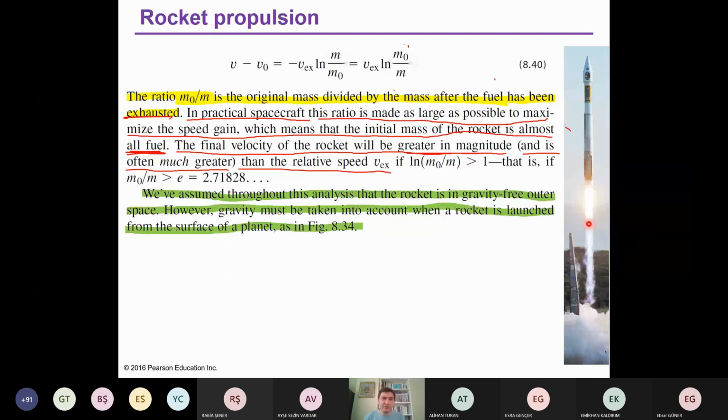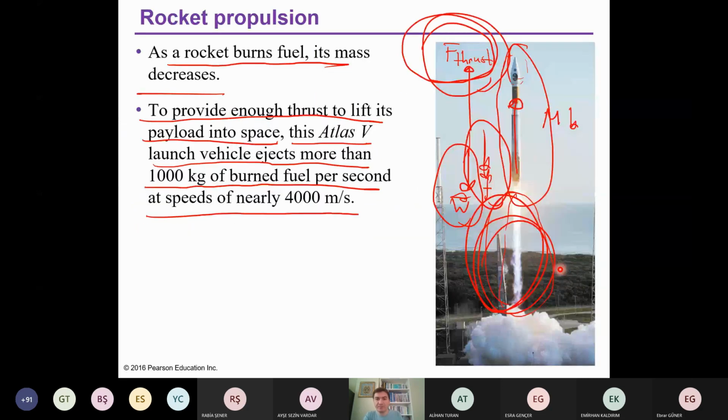Okay, we have assumed throughout this analysis that the rocket is in gravity-free outer space. We have considered that the rocket is moving in space. There is no gravity. We have ignored the air resistance. But in real applications, for example, for this case, you have to consider the gravity. You have to consider the air resistance, okay? I have also discussed this condition here, and I have shown the forces, thrust force in forward direction, weight in backward direction, and also air friction in backward direction. These are the acting forces on this rocket.